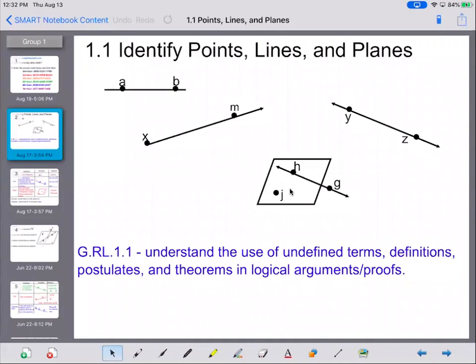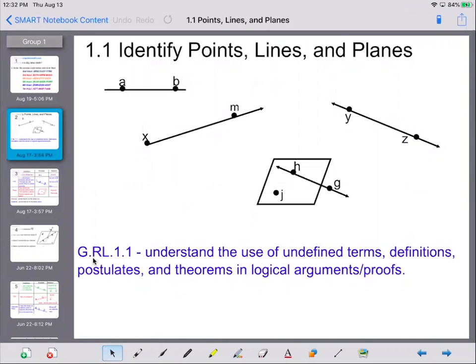All right, guys, we are going to do 1.1 today, which is identifying points, lines, and planes. On this, we're going to talk about the basics of geometry, basically. So we're going to talk about undefined terms, definitions, postulates, and theorems. This will eventually allow us to have enough information to go over arguments and proofs.